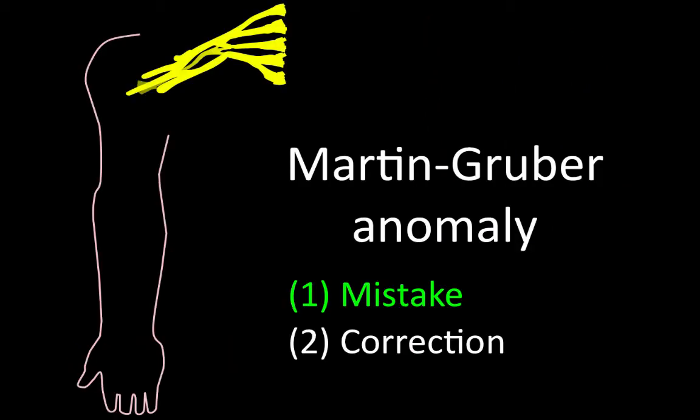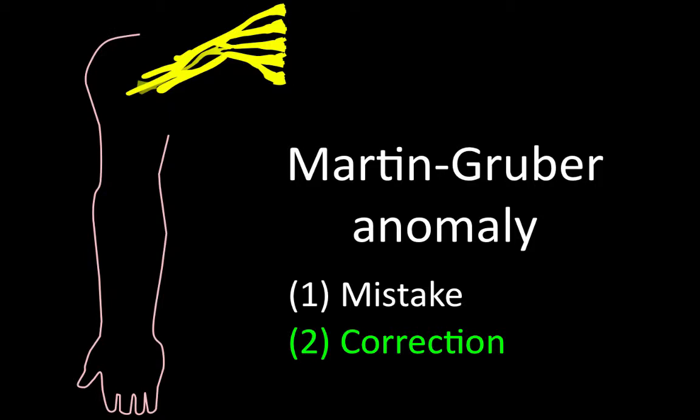Recall that, earlier in this presentation, I mentioned that Martin-Gruber anomaly is the result of a routing mistake occurring at the brachial plexus, and a rerouting correction. The rerouting correction occurs when the abductor digiti minimi motor fibers cross the forearm from the main trunk of the median or from the anterior interosseous nerve to the ulnar nerve.